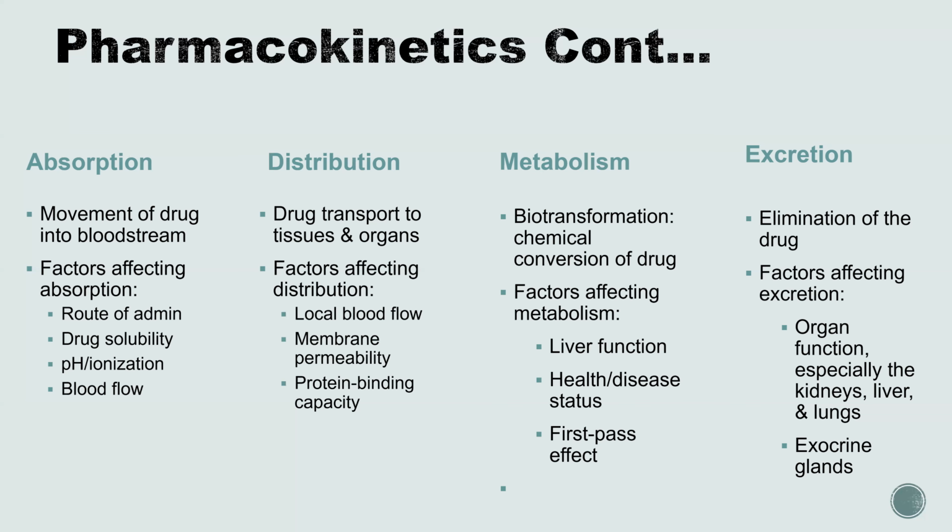Okay, and then factors affecting distribution. So again, local blood flow. The rate of distribution is going to depend on the adequacy of local blood flow in the target area, which is the site where the drug effect needs to occur. It's also influenced by the permeability of the capillaries, like we talked about. It can also be influenced by the protein binding capacity at the site.